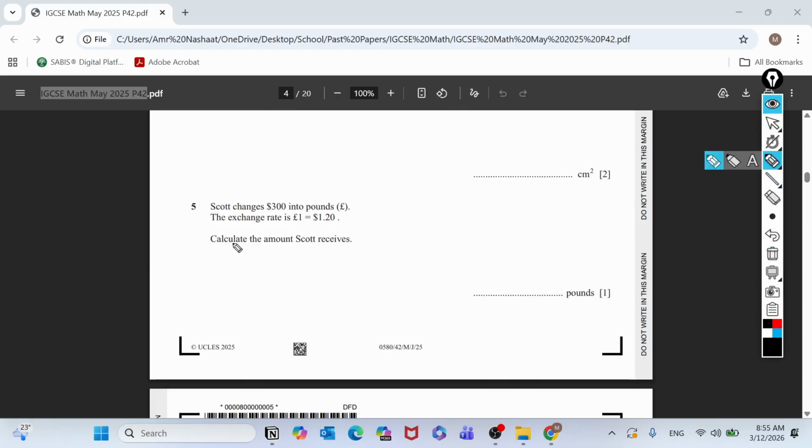Scott changes $300 into pounds. Exchange rate 1 pound equals $1.2. So 300 over 1.2. That's the dollars, is equal to, we don't know, X. That's what we're trying to find, how many pounds over 1. You put it on your calculator or you cross multiply, solve it however you want. You get 250 pounds.